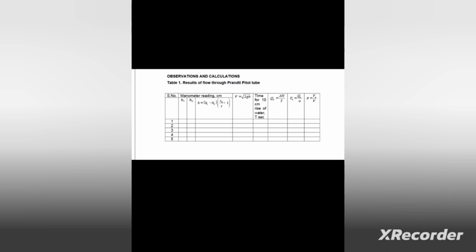And then we identify the mean velocity by the formula VA divided by V, where V is the velocity identified through the formula root 2gH. That's it. Thank you.